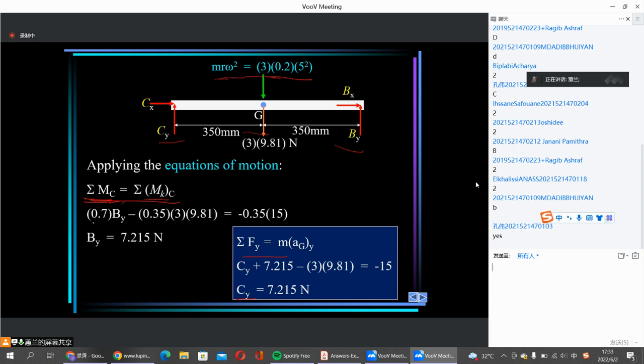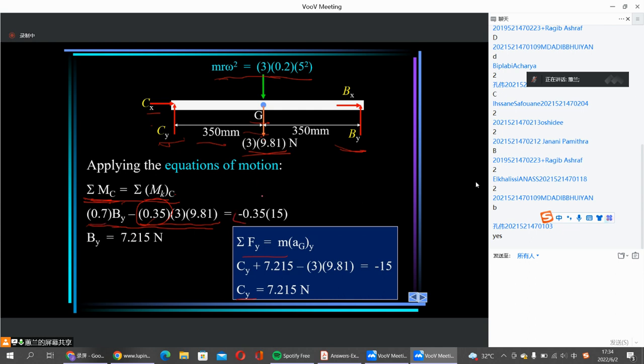So when we calculate the moment about point C, Cx and Cy pass through point C and will produce no moment. The weight will have a moment about point C; this is the moment arm of the weight. And BY will have a moment about point C; this is the moment arm of BY.